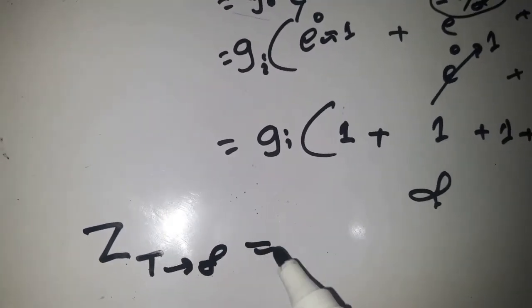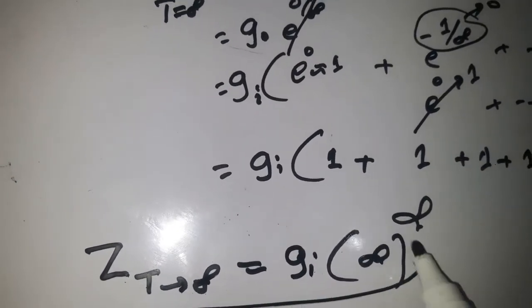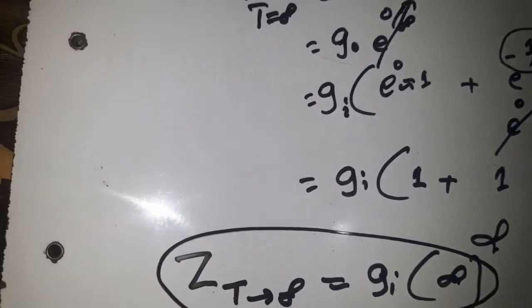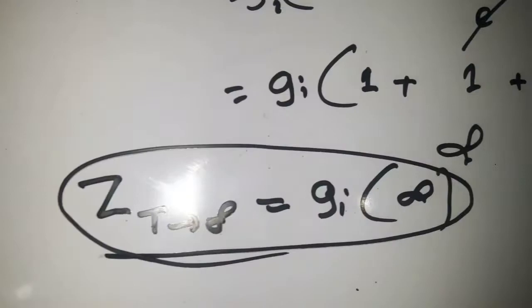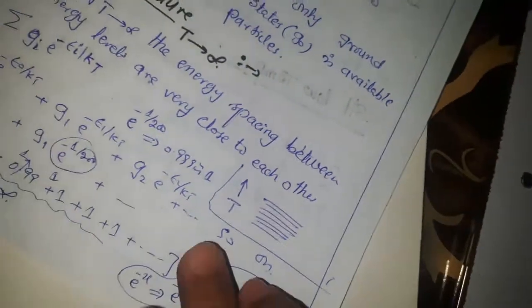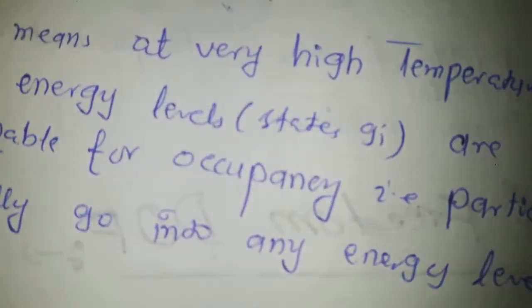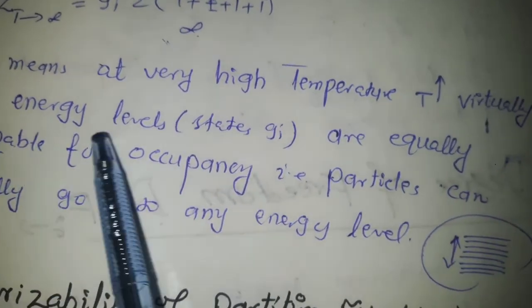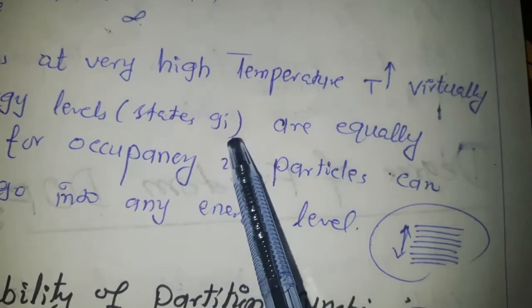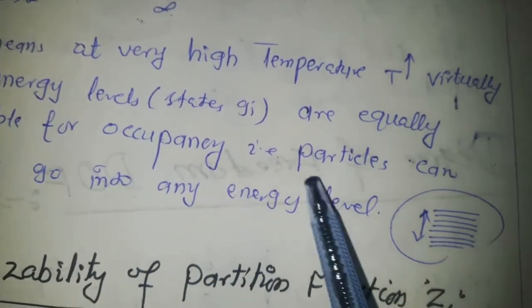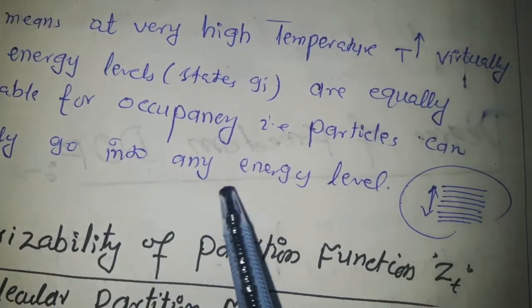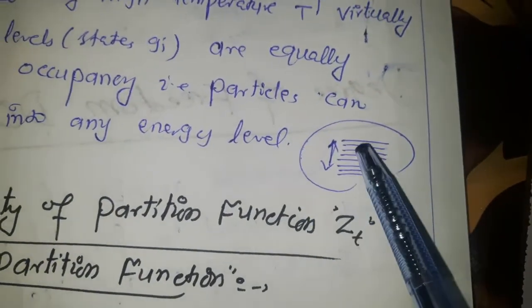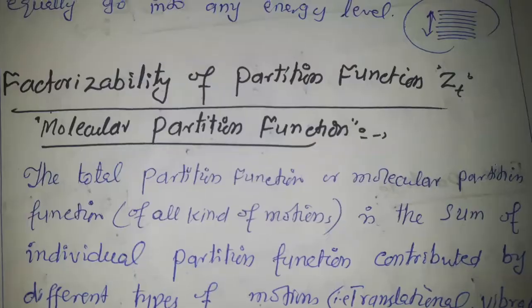That is, all energy states, or virtually all energy states, will be equally probable for occupancy if we have a very high temperature. In other words, at very high temperature all energy levels or energy states are equally probable for occupancy. That is, the particle can equally go into any energy level, because the energy levels are very close to each other. So this was all about the introduction of the partition function.